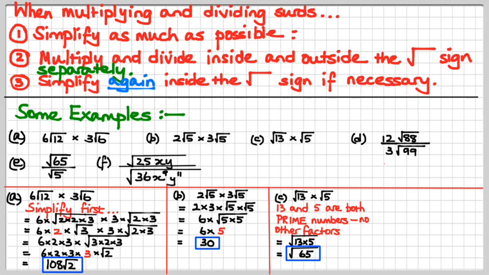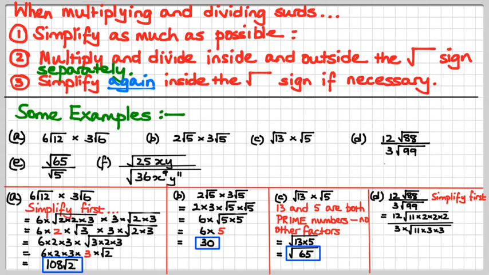Now, what are we up to? This one looks a bit beastly. It's a dividing one, so let's attack that one. First of all, let's simplify. That root 88, what's 88? Can you do it in your head? It's 11 times 8, and the 8 is 2 times 2 times 2. So it's basically 12 times the square root of 11 times 2 times 2 times 2. Over 3 times, the same thing with 99, but it's 11 times 9, which is 11 times 3 times 3. Now, what do you think we should do?